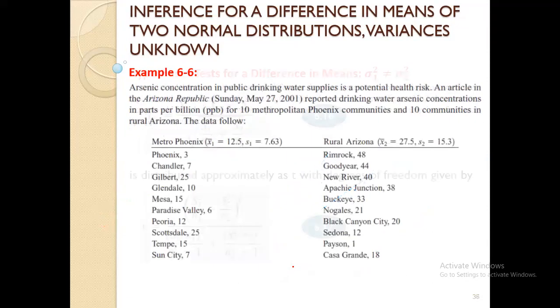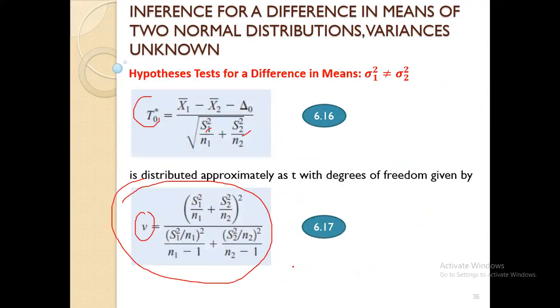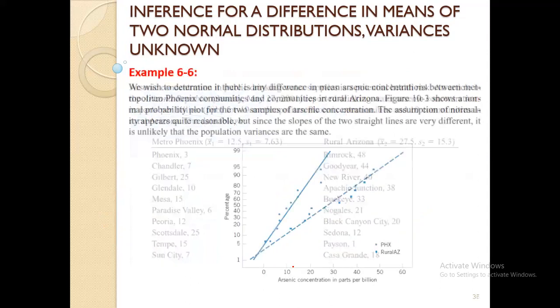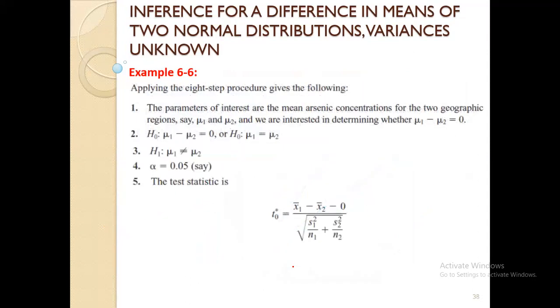If different in value, we use this formula. Okay. Step by step, we take mu1 minus mu2. The hypothesis is mu1 minus mu2 equal to 0, or mu1 minus mu2 not equal to 0, or mu1 not equal to mu2. For this case, we take alpha based on 0.05. We use the T0 case.